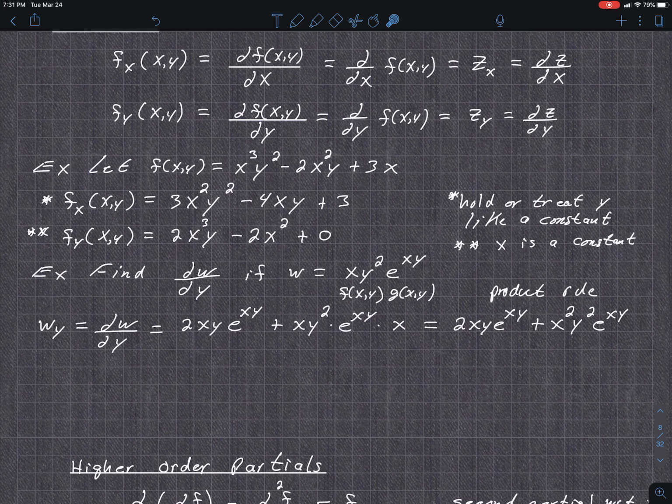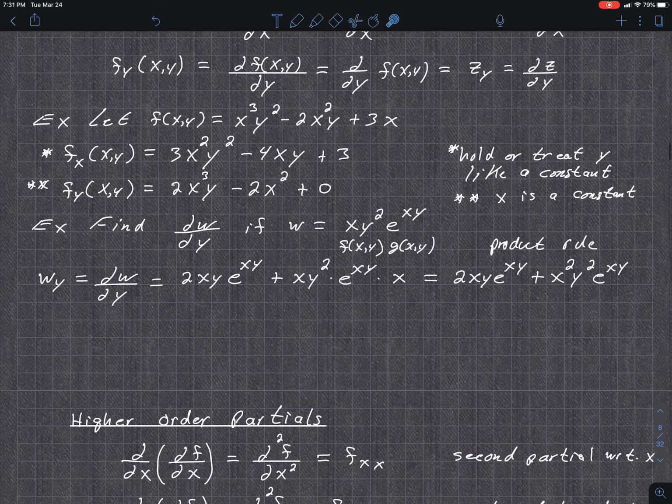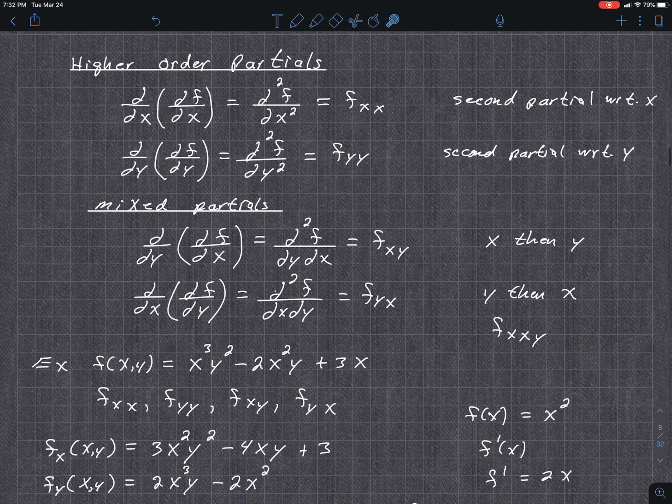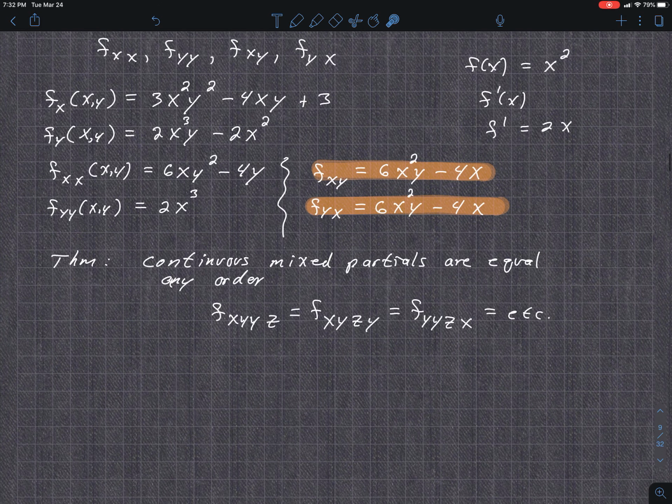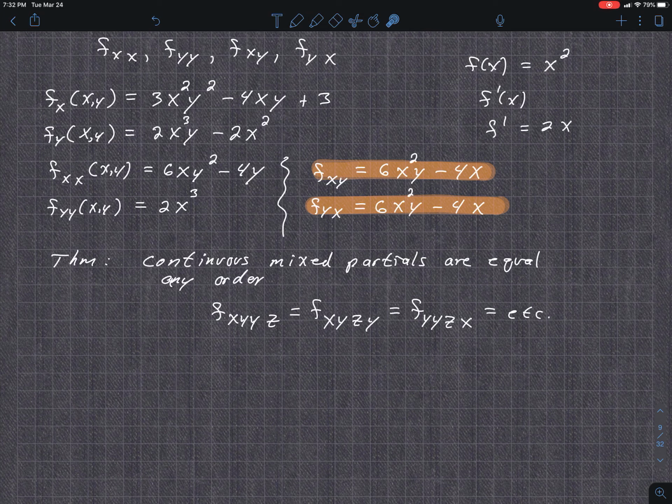Okay. So I'm not going to ask you to just take the partial. You're going to be doing second partials tests and all that. But just practice it. Make sure you know how to do all that stuff. And of course the higher order partials, mixed partials. The takeaway here, always know this theorem: mixed partials are equal of any order, right? So know that.